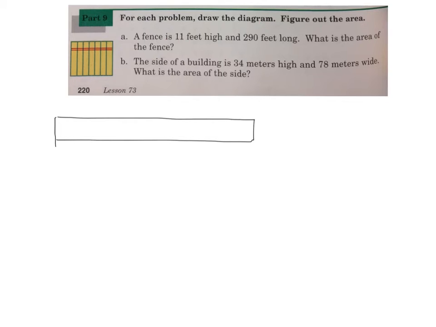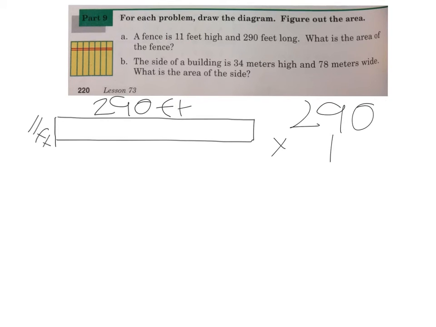And then in order to make sure I have a complete diagram, I have to label my sides with the number and the unit. Now that is the complete diagram. So we've now done the first part of the directions. Now that I have an accurate diagram and it's labeled, now I can figure out the area. And to figure out the area of a rectangle, I have to multiply. So I'm going to do 290 times 11.